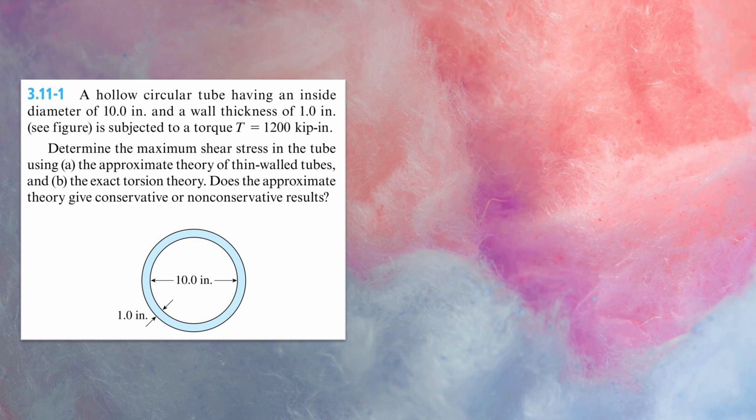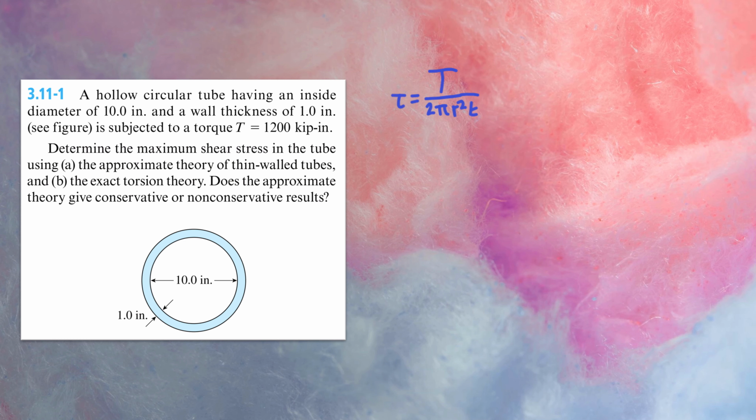Homework 14, Chapters 3.11, Problems 1 and 6. The first problem reads, a hollow circular tube having an inside diameter of 10 inches and a wall thickness of 1 inch is subjected to a torque. Determine the maximum shear stress in the tube using the approximate theory of thin-walled tubes and the exact torsional theory. Does the approximate theory give conservative or non-conservative results?